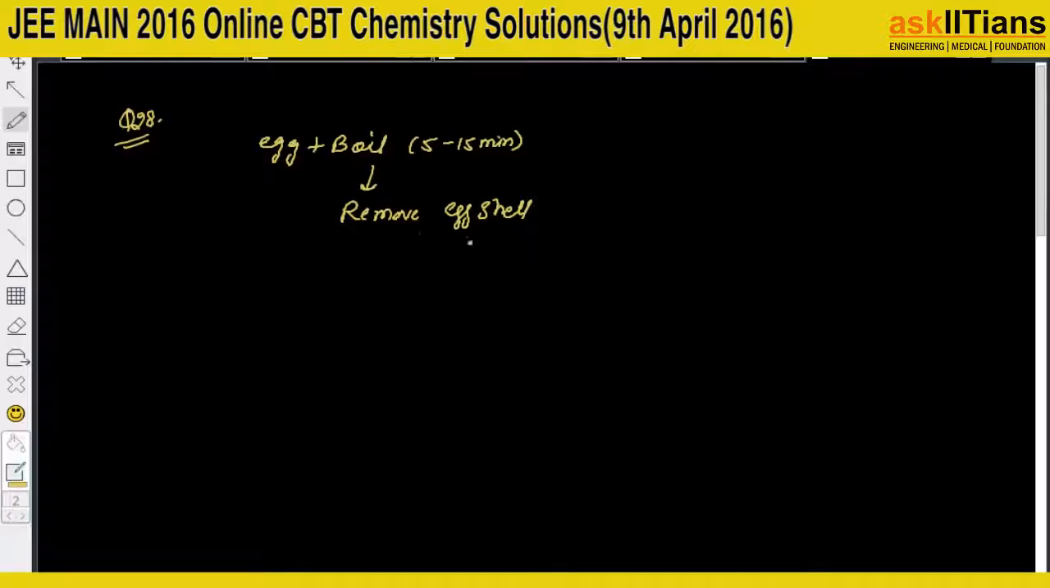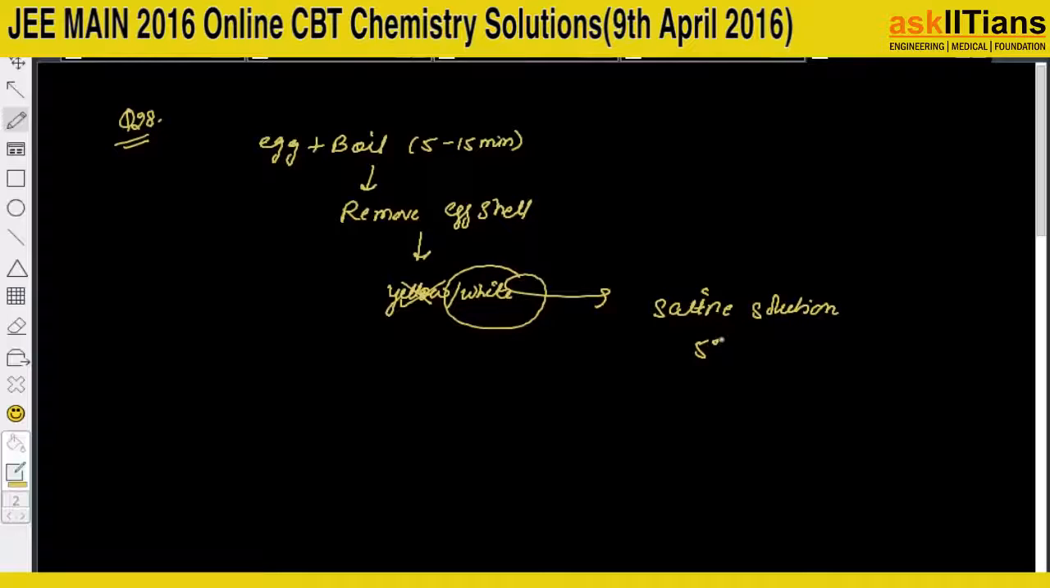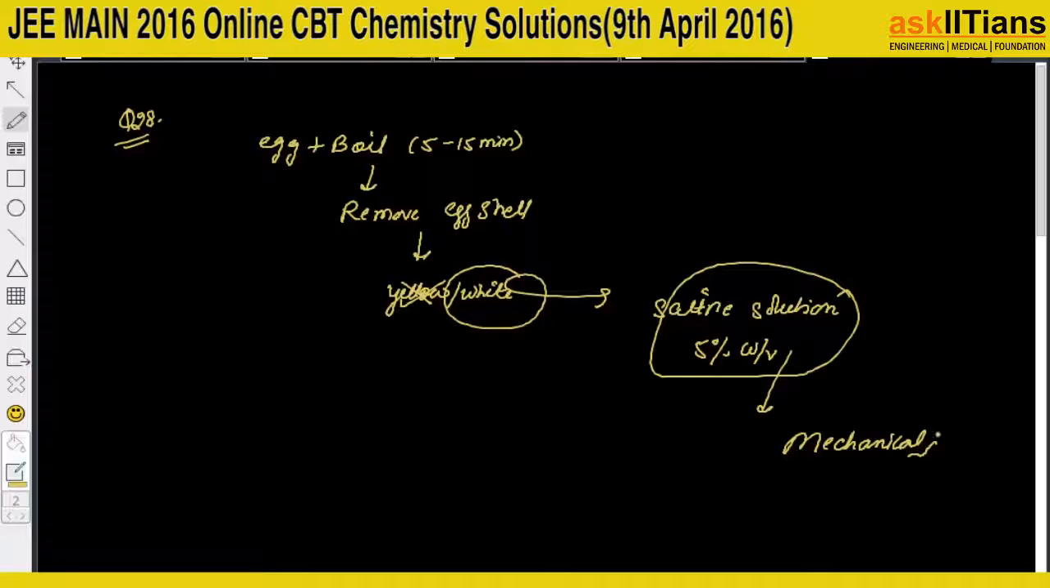Once the eggshell is removed, you have either the yellow part or the white part. Do not do anything with the yellow part. Take out the white part and try to dissolve it in the saline solution, which should be 5% weight by volume. Once this is done, completely dissolve the compound by mechanical processes. You can mechanically shake it in order to get the egg albumin sol.